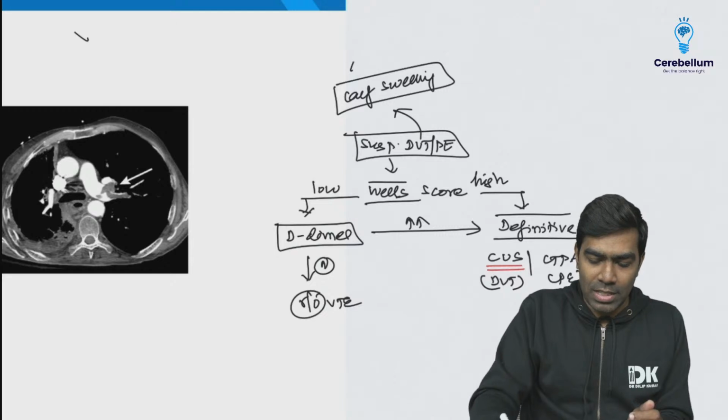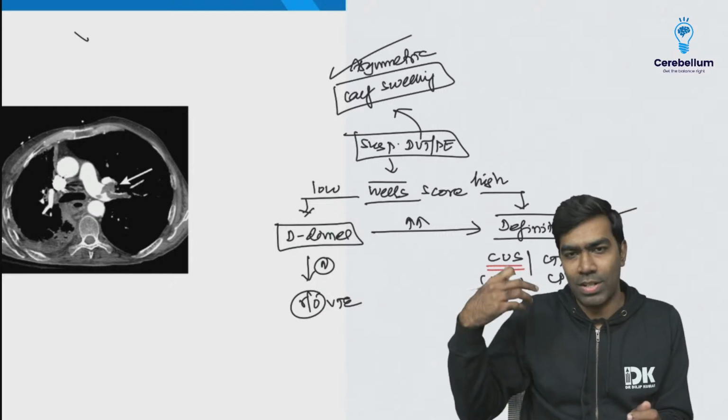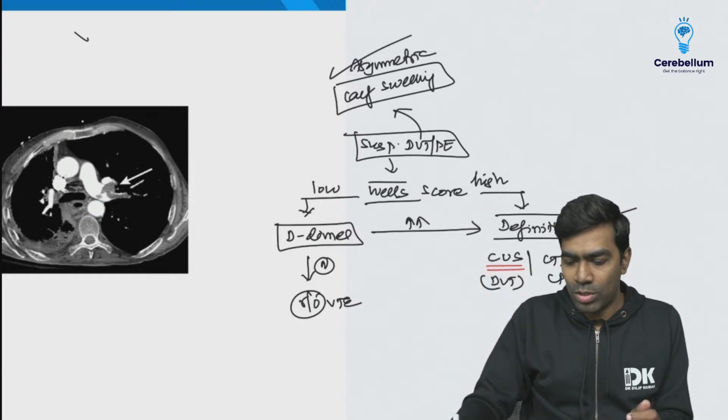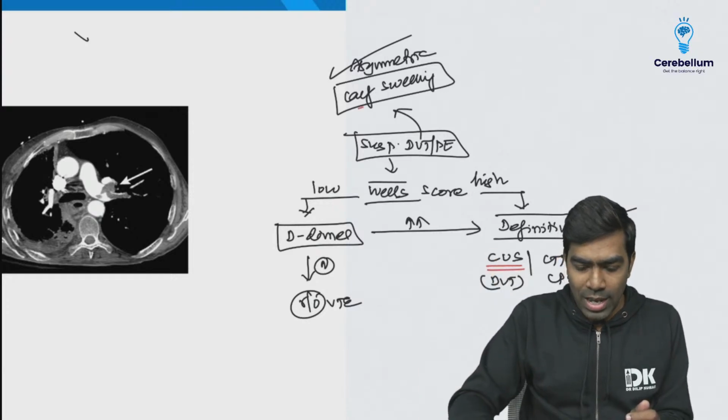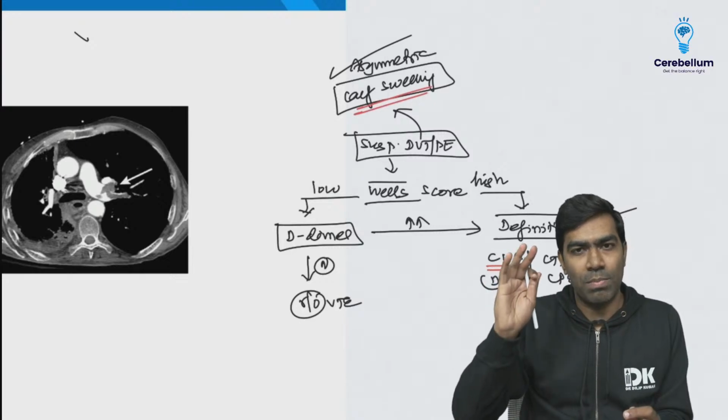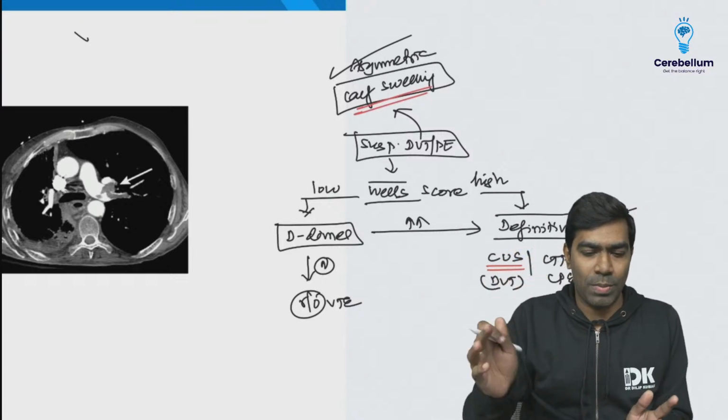And most of the time, this calf swelling will be asymmetric in nature. There could be plenty of other signs. You would have said Homans sign, Moses sign, but those sensitivities and specificities are very, very low. Asymmetric calf swelling is the most important sign of a DVT, and there could be calf tenderness.